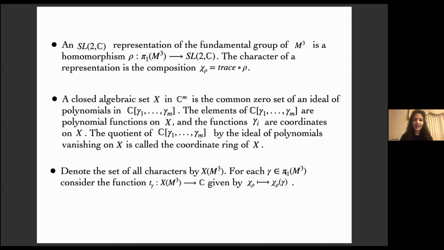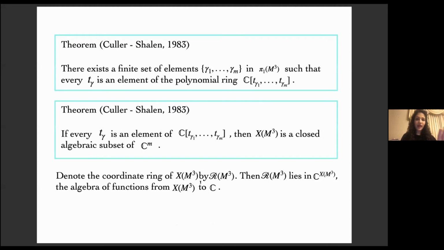And for any element gamma in the fundamental group of the manifold, we will consider a function T sub gamma going from the set of these characters to C. With this setting, we have the following theorem due to Culler and Shalen from 1983, where they showed that there exists a finite set of elements gamma_i in the fundamental group such that every T_gamma, which I stated on the previous slide, is an element of this polynomial ring.